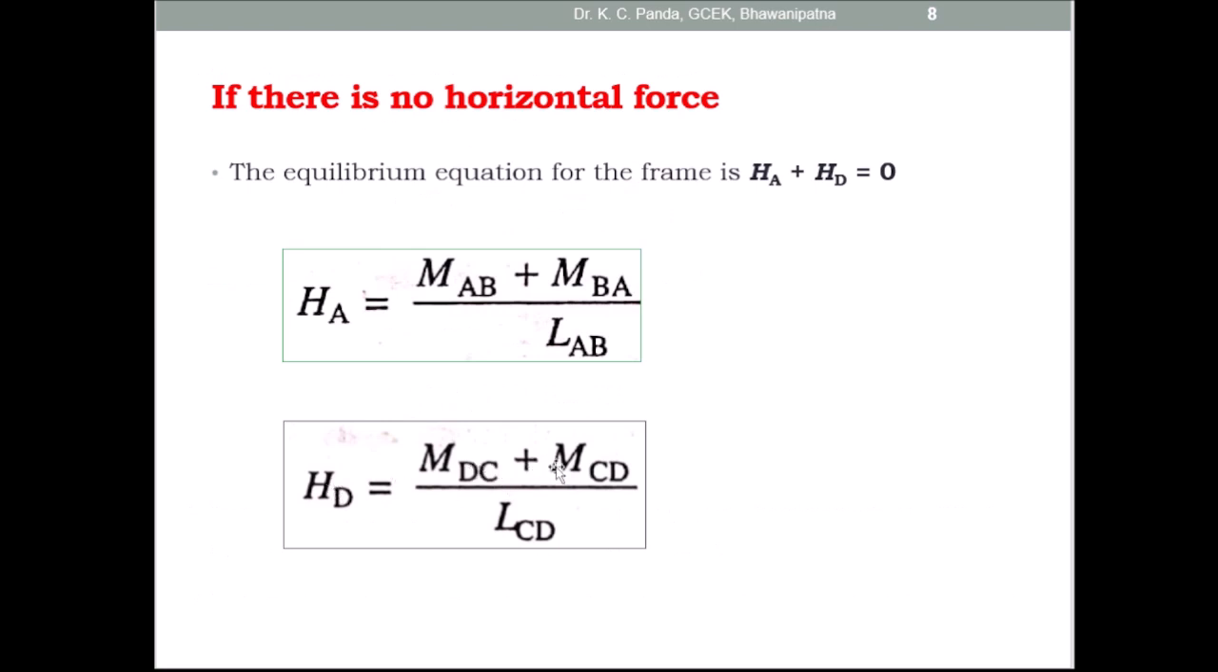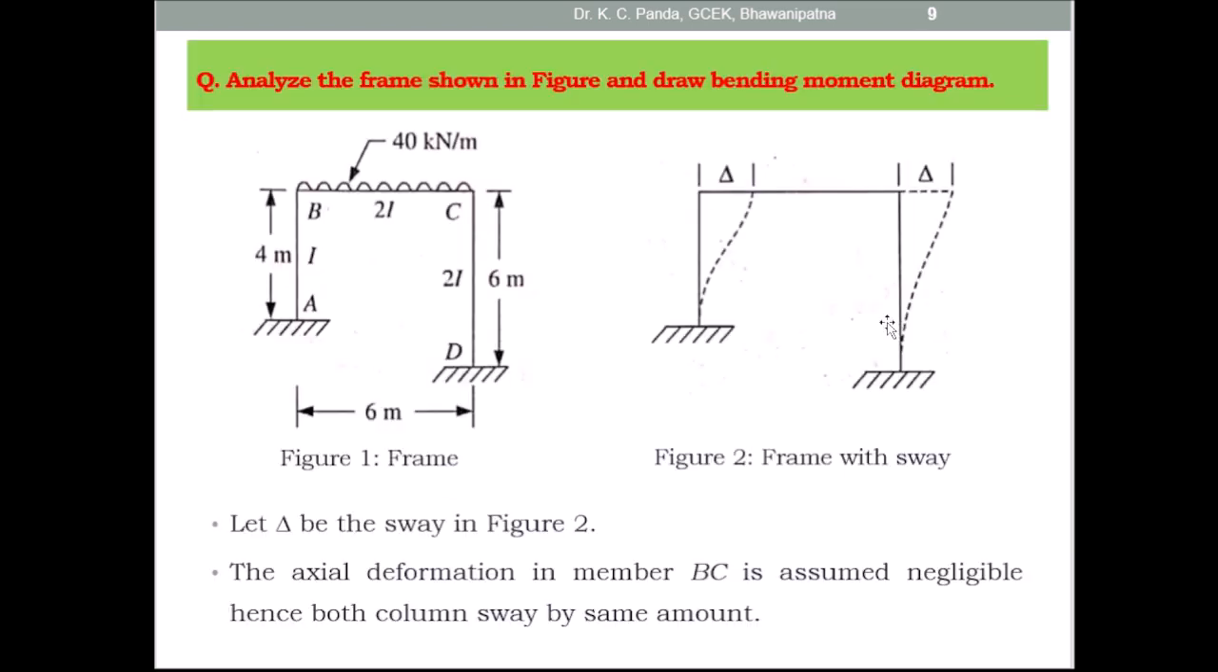SD is equal to MDC plus MCD divided by LCD. So these are the two horizontal directions at A and D, due to the absence of the horizontal loading.